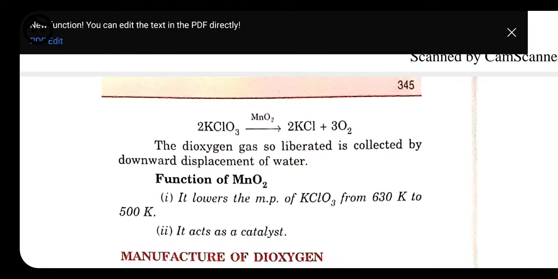See, this is the reaction. Here manganese dioxide acts as a catalyst. Manganese dioxide does not take part in the reaction, it simply acts as a catalyst. And here, why do we use manganese dioxide? The main use of manganese dioxide is that it acts as an impurity, and because of the presence of this impurity, it will lower the melting point of potassium chlorate. Okay, that is the use of manganese dioxide.